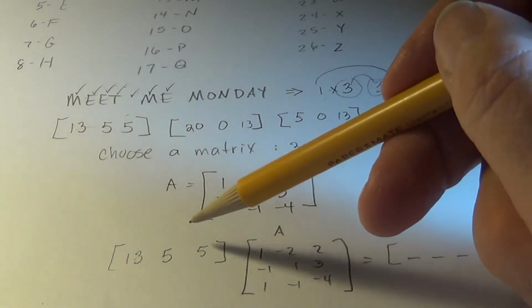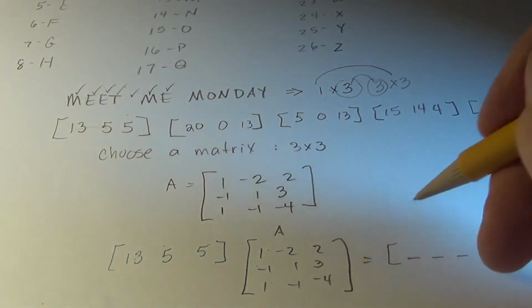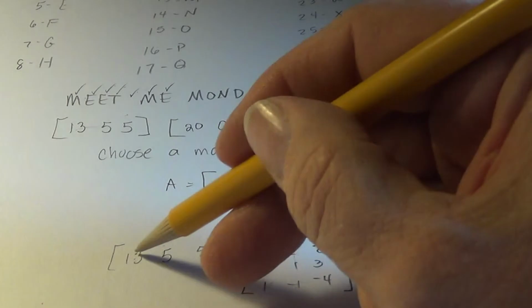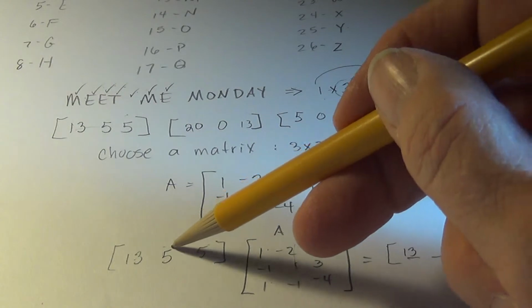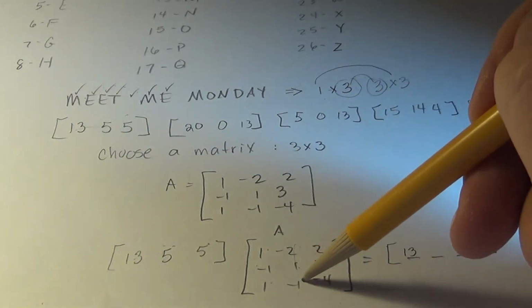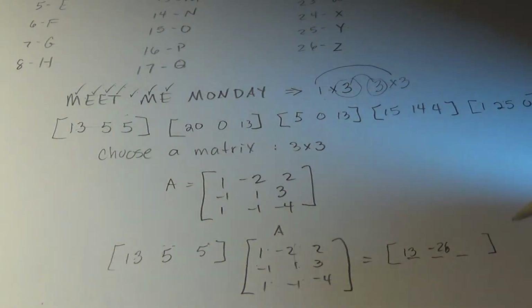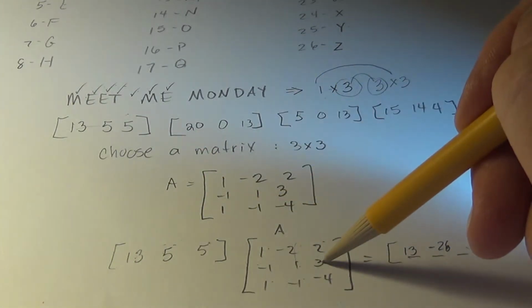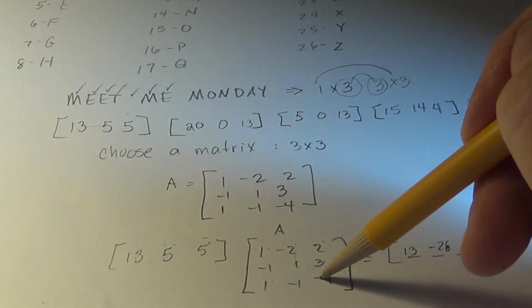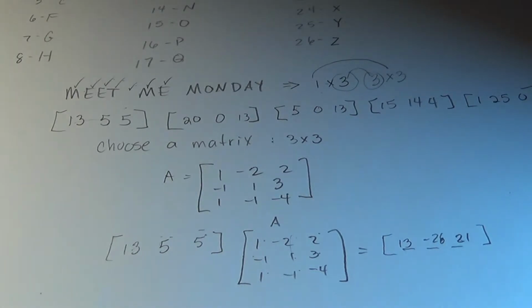13 times 1 plus 5 times minus 1 plus 5 times plus 1 gives me a 13. Now this row and the second column: 13 times minus 2 plus 5 times 1 plus 5 times minus 1 gives me negative 26. And the last spot: 13 times 2 plus 5 times 3 plus 5 times minus 4 gives me 21. You can check that and write out the products and the sums as you go.